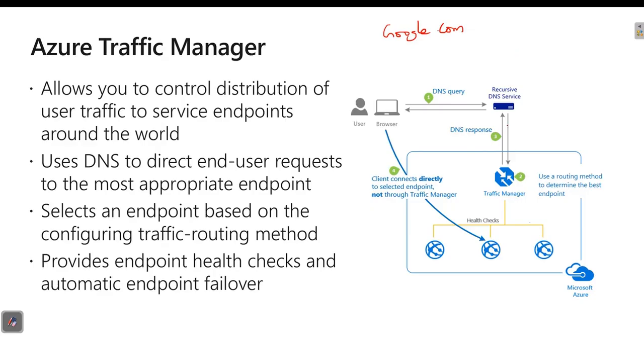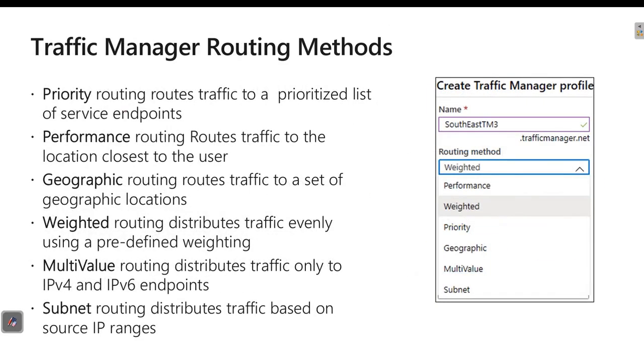We have multiple types of Traffic Manager available. We have understood the flow now. It's time to check what are all the different types of routing. We have priority routing, we have performance, geographic, weighted, multi-value, and subnet.